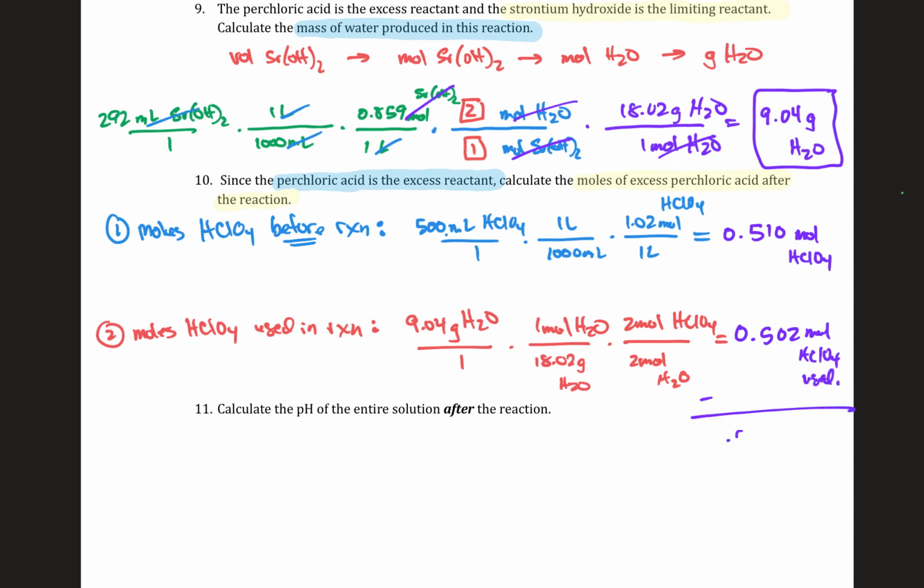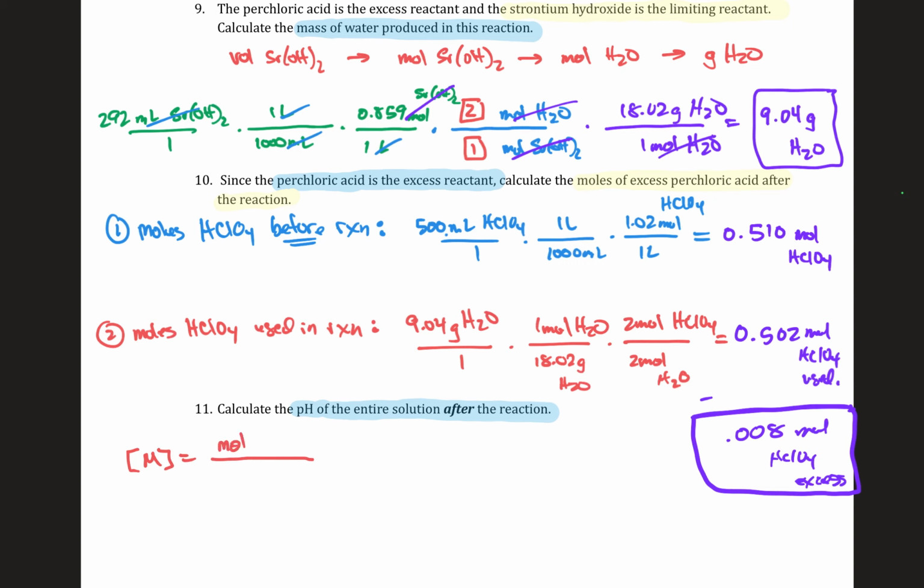Find the difference between those two values, and you have how many mole of perchloric acid is excess or left over after the reaction. And our final wrinkle is to calculate the pH of the entire solution after the reaction. Well, in order to know that, we need to know the molarity of this perchloric acid after the reaction. The molarity of this solution will be the moles of our perchloric acid divided by the volume of the entire solution, not just the acid, the entire solution now, because we had 500 milliliters of acid, but then we added in 292 milliliters of base.